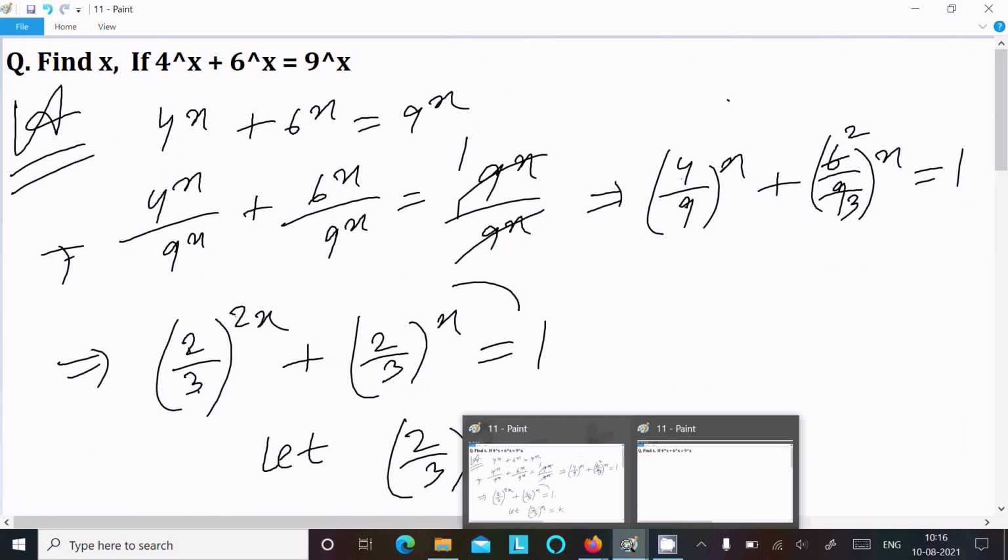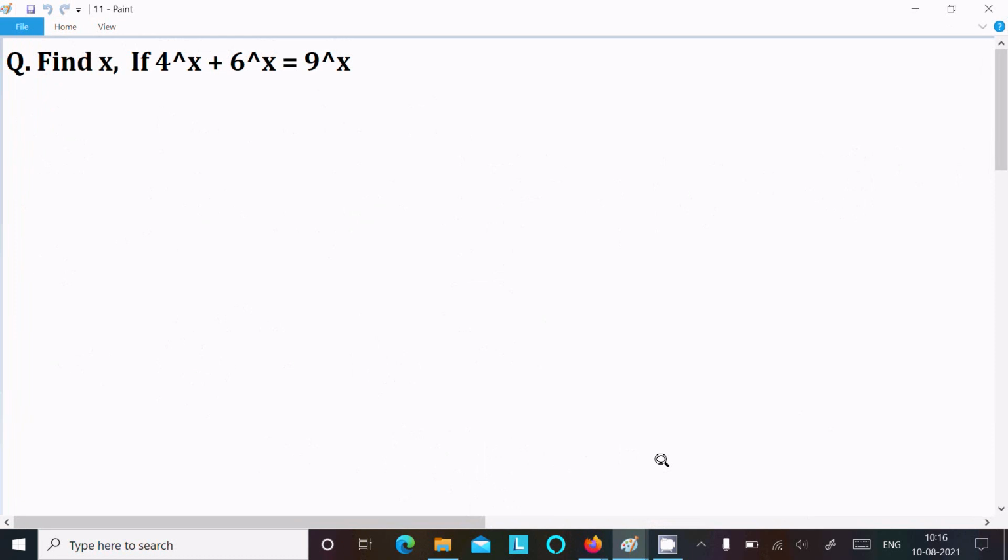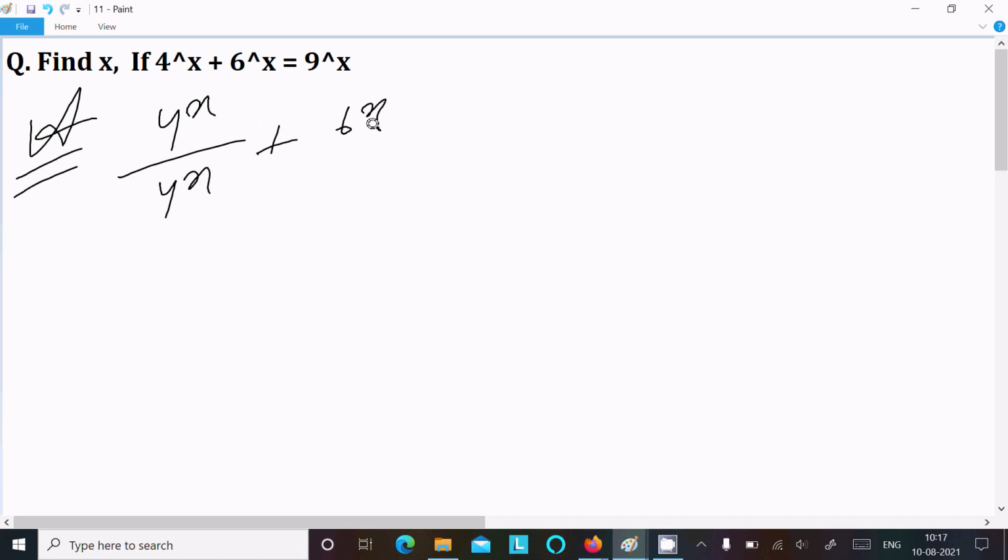So let's see another way. This time I'm going to divide with 4 power x. So writing here 4 power x divided by 4 power x, and here 6 power x divided by 4 power x. Now 9 power x divided by 4 power x. So this cancels by one time.